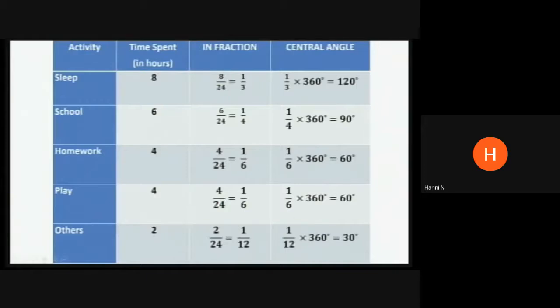Then the last activity that we have is the culmination of all the other activities that you do, that is amounting to 2 hours. So 2 hours out of 24 will be 1/12. So 1/12 of the entire 360 degrees gives me 30 degrees.